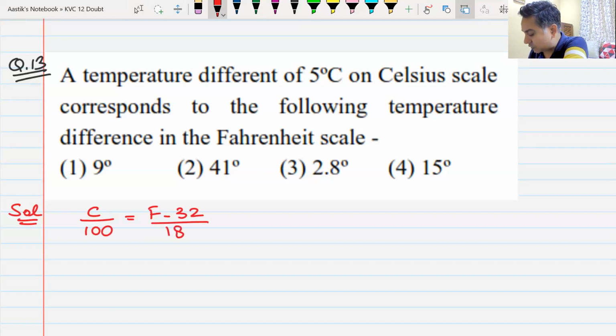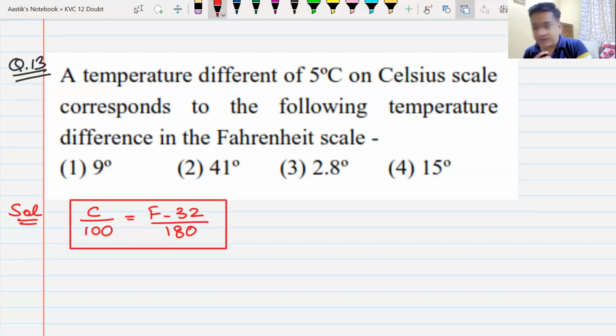So how did you find it? You just put C as 5 degrees. Yes or no? Yes, sir. Okay. Someone was saying 9. How did you get 9? This is how we get 41. I understand this. How did you get 9? Someone said 9. How?